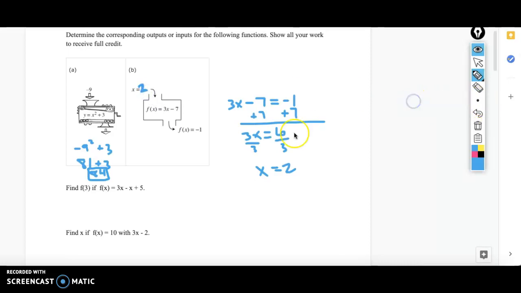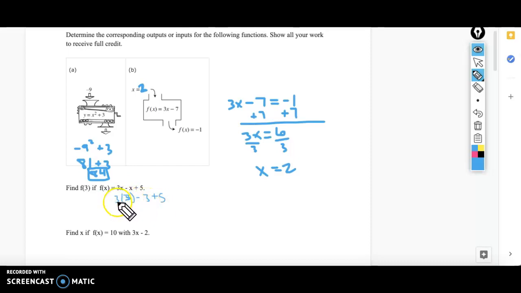Let me make this a little bit smaller, so hopefully it's easier to write. Okay, that's what it's going to look like if they give you a function machine. If they don't give you a function machine, you're still doing the same thing. They're just writing it out in words. Find f of 3. Well, that means x equals 3, so anytime I see an x, I'm going to plug in a 3. Minus 3 plus 5. Notice there were 2 x's here, so I plugged in the 3 for both x's.